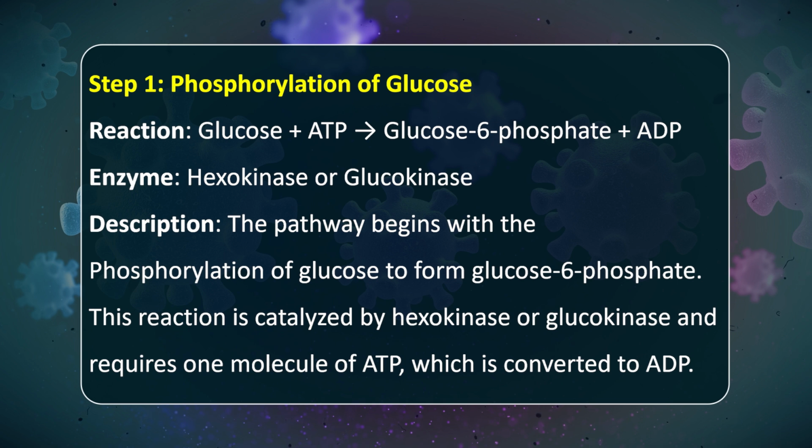Here, the enzyme that is responsible for the transfer of phosphate from ATP to glucose is hexokinase or glucokinase. The pathway begins with phosphorylation of glucose to form glucose 6-phosphate. This reaction is catalyzed by hexokinase or glucokinase and requires one molecule of ATP, which is converted to ADP.